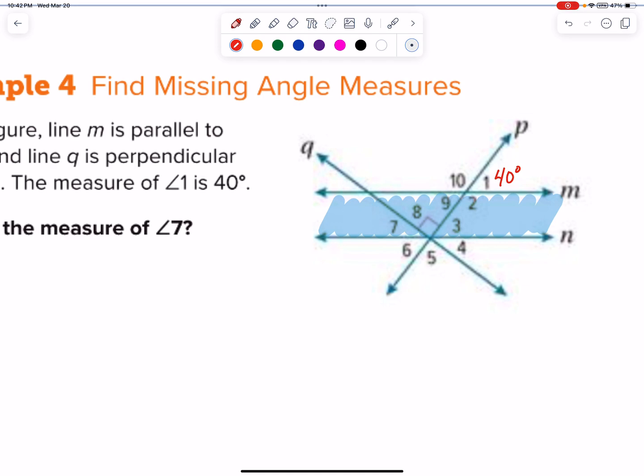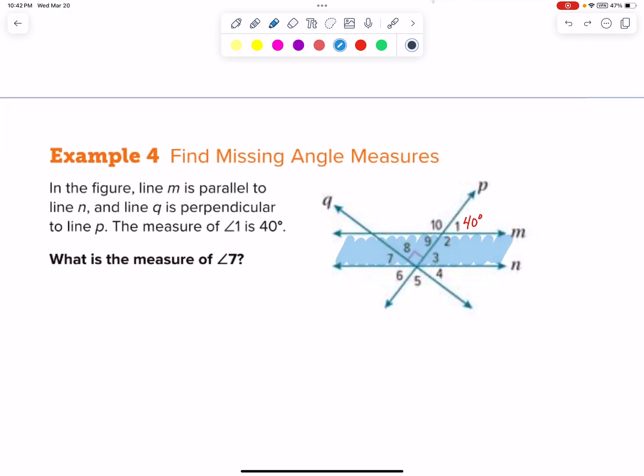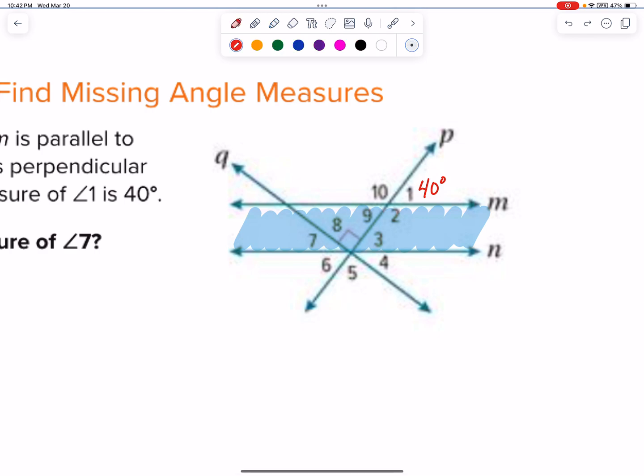Now, this is your first one where you see you have transversals running 2 different directions. Sometimes you're going to pay attention to the one, sometimes you'll pay attention to the other one, depending on what angle you're looking at. Just be careful, okay? All right. So it says, what is the measure of angle 7? And so this is the one that we want, okay?